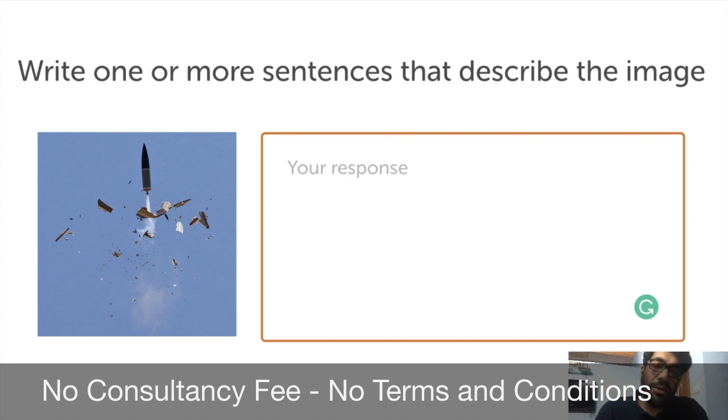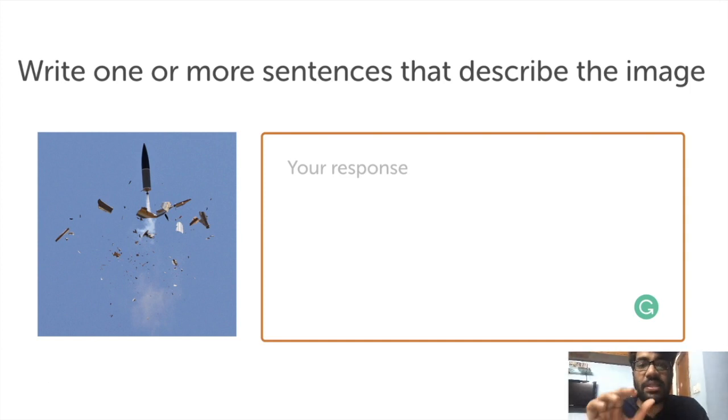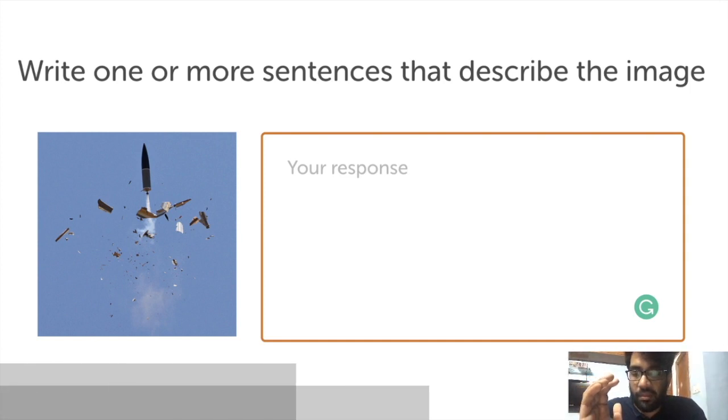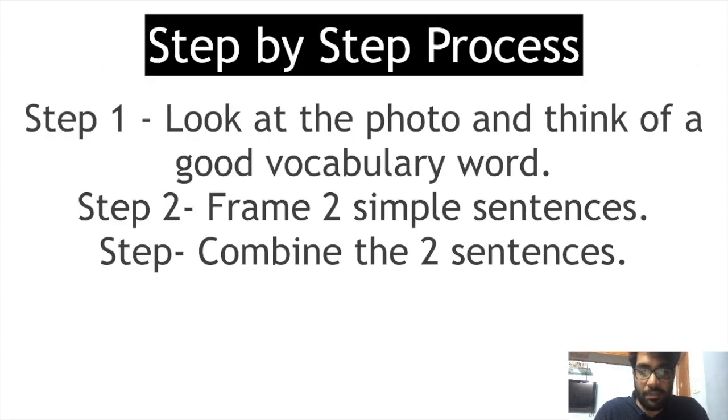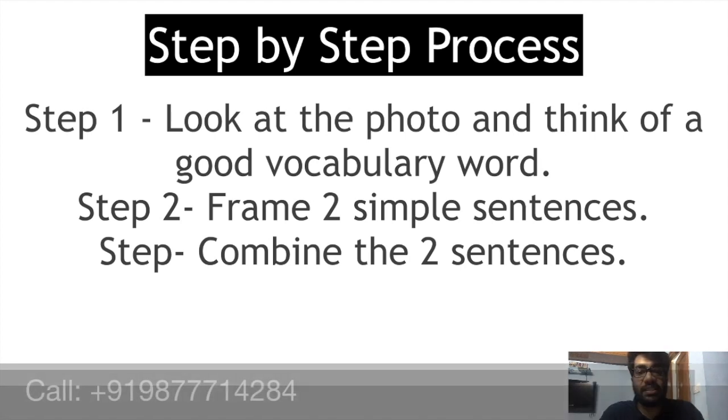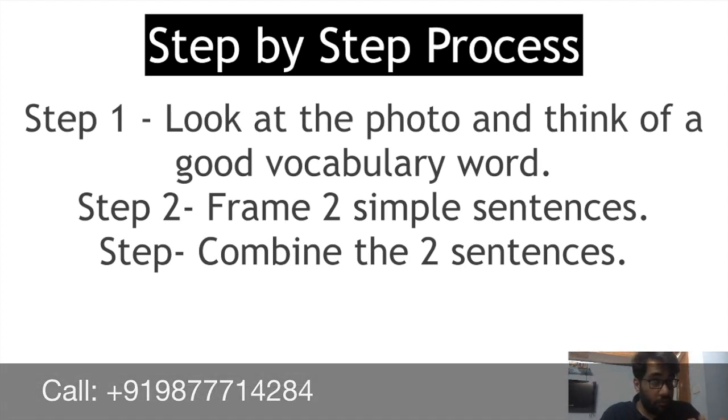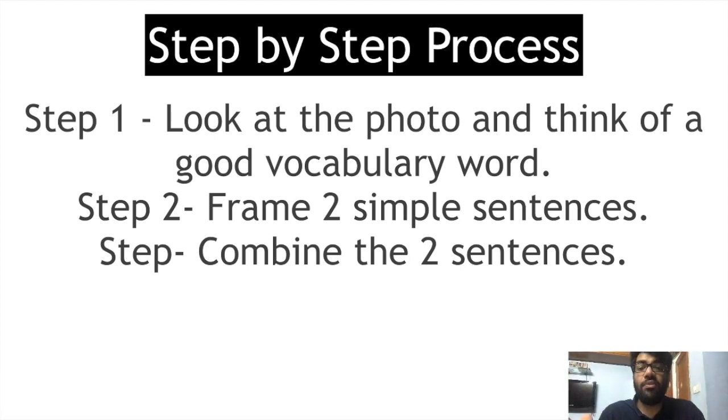There's a very simple step by step process. The first thing is to look at that photo and think of a good vocabulary word. As soon as you look at the photo, think of something nice. You don't have to give it a lot of time, because obviously the test is timed, so you really need to spend some time learning some generic vocabulary words.